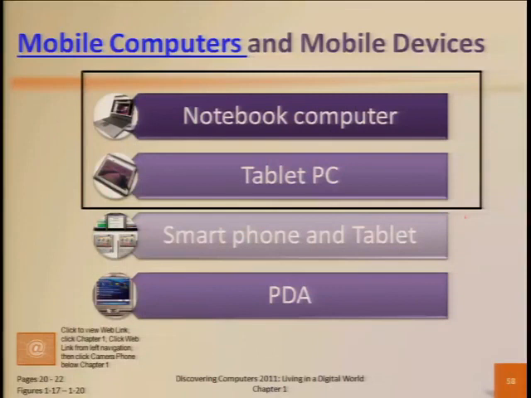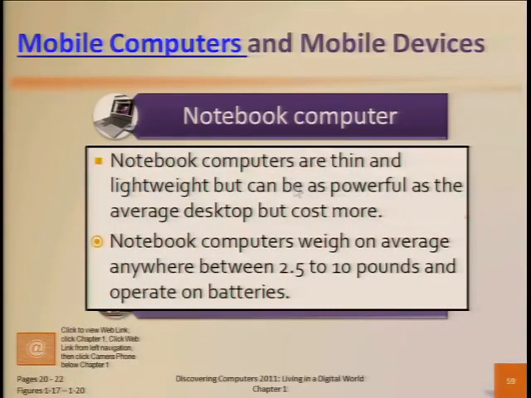Right, first we talk about mobile computers. And inside here we only have two, right? I use a black box to include only these two, the notebook computers and the tablet PC, okay? We first look at the notebook, the one you are most familiar with, right? Notebook computers are thin and lightweight and can also be as powerful as the average PC. But if you want it to be powerful, usually it costs more because it is portable, right? For the same computing power, if you have a desktop unit, it may cost you just half the amount you pay for the notebook, right?